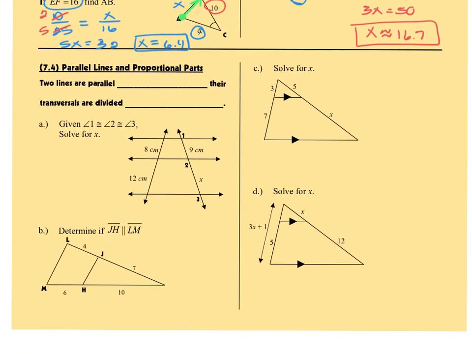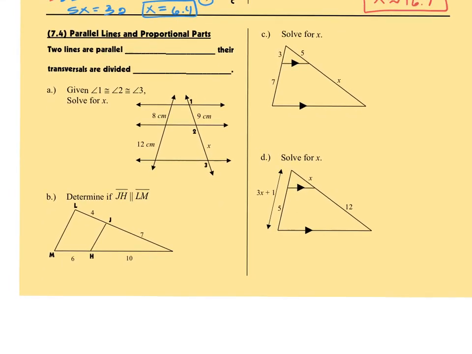Now let's look and see what happens with some special cases when we have parallel lines. So our theorem here in section 7.4 is: two lines are parallel if and only if their transversals are divided proportionally. That "if and only if" is something from last semester.